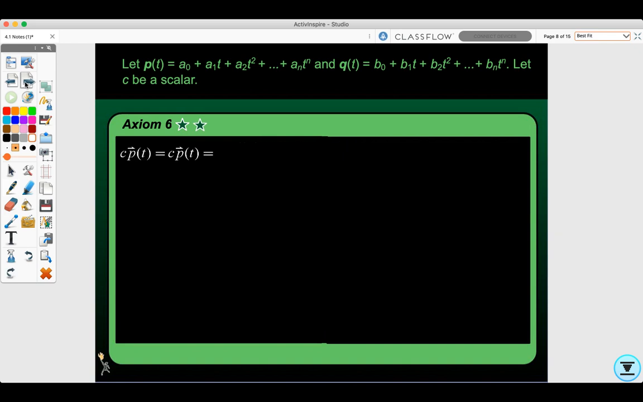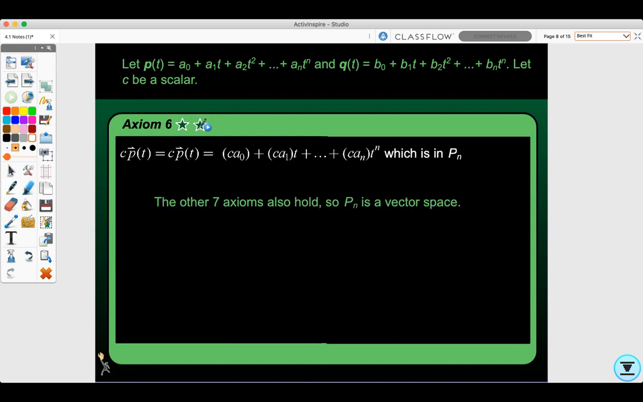And axiom 6: (c p) of t equals c times p of t, which equals c a0 plus c a1 times t all the way to c an times t to the n, which is in Pn. The other 7 axioms also hold, so Pn is a vector space.